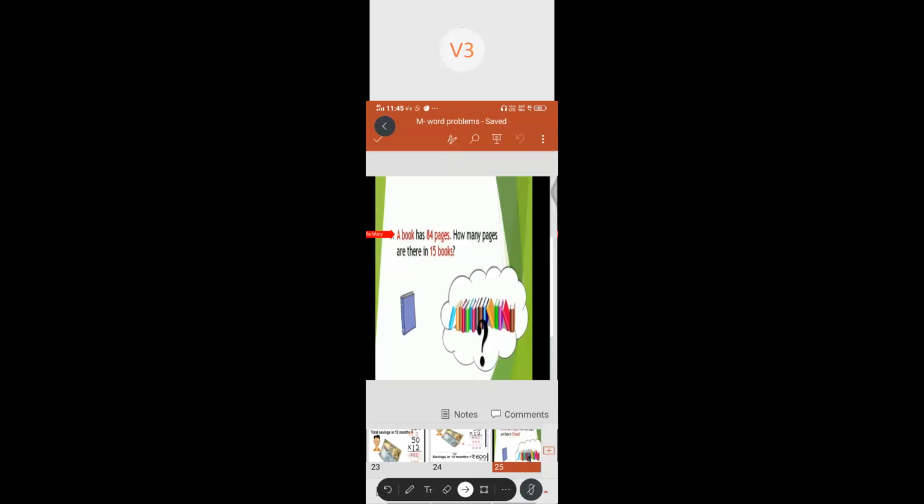What is the subject based on that statement? A book has 84 pages. What did they ask to do? How many pages are there? So your main subject is pages, isn't it? They have given the information for one book, because a book means only one single book, isn't it? A book has 84 pages. So how many are they asking? Now they are asking for 15 books.